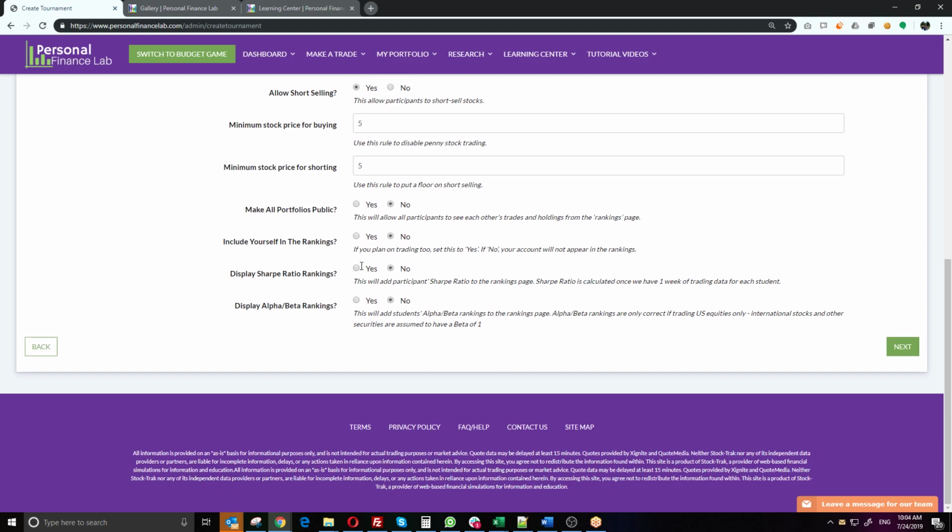We also have Sharpe ratio and alpha beta rankings, so this would come into the higher level finance classes. So instead of it just being an earn-everything-you-can ranking, risk-adjusted Sharpe ratio returns would be a part of the rankings page. Same thing with the alpha and beta. This applies really more for the more advanced finance classes.